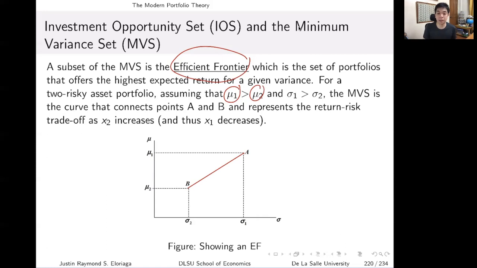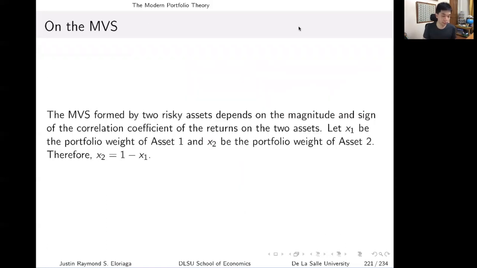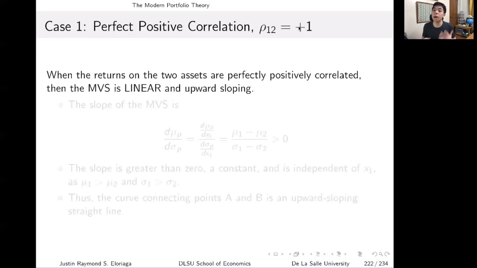So that's the MVS. The MVS formed by two risky assets depends on the magnitude and sign of the correlation coefficient of the returns of the two assets. So you let X1 be the portfolio weight of asset 1 and X2 be the portfolio weight of asset 2. And you have a couple of cases. In fact, you have three cases on how this will look. The first case is if you have a perfect positive correlation. So that's rho 1,2 equal to positive 1.